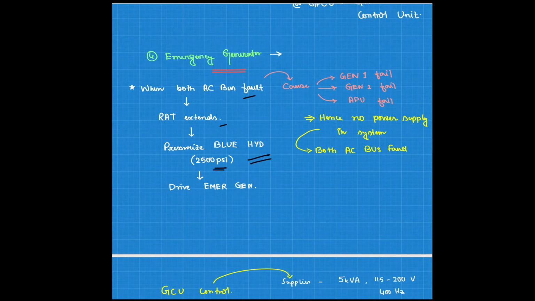Basically, the system has 3000 psi pressure. Okay, so this is a low pressure, so that drives the emergency generator. Okay, so why does the fault occur? Now when generator 1 and generator 2 fail, the APU also fails, and there is no power supply in the system, so both the AC buses are faulty. So then the emergency generator comes into work.